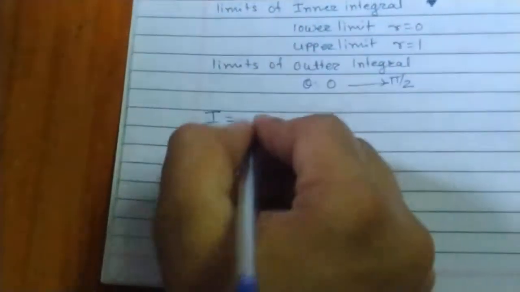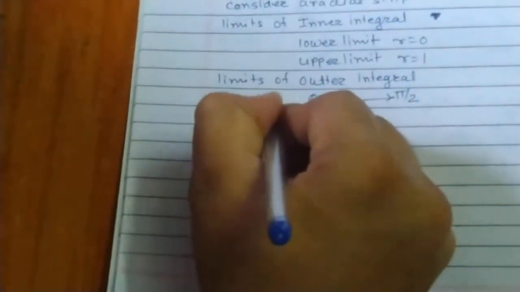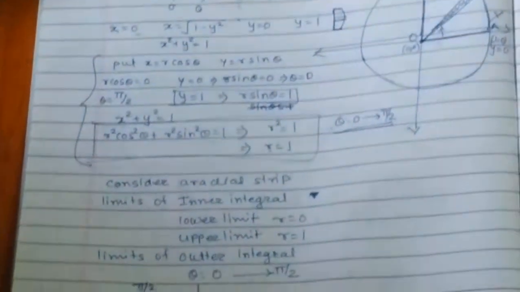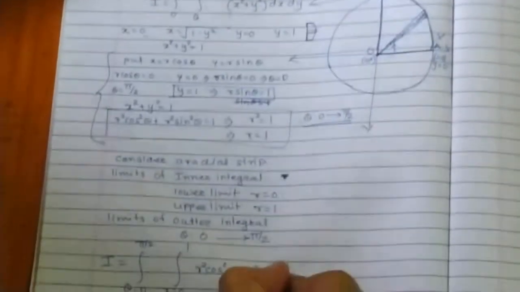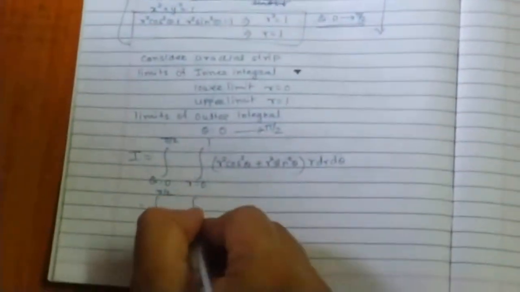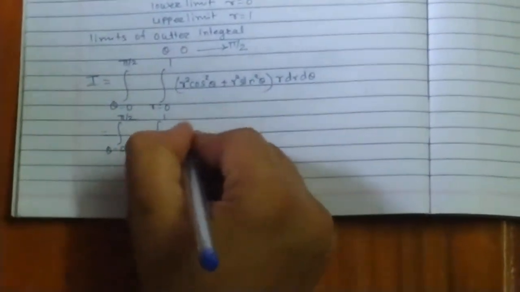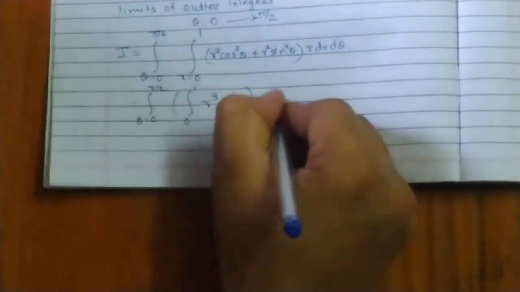So hence my integral I becomes, now it's very important, theta runs from 0 to pi by 2, r is equal to 0 to 1. Wherever you have x, substitute r cos theta. Wherever you have x squared, substitute r squared cos squared theta. y squared is replaced by r squared sin squared theta. dx dy is replaced by r dr d theta. So r squared can be taken as common, we get cos squared theta plus sin squared theta becomes 1. So this r squared and r becomes r cubed dr and then d theta.